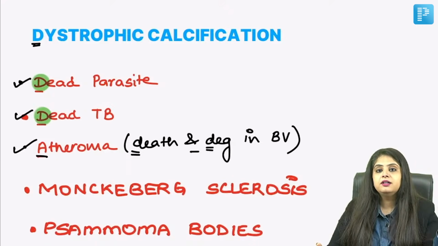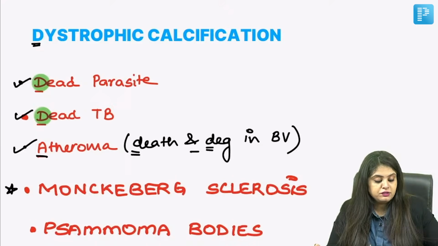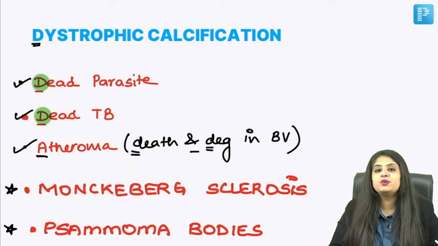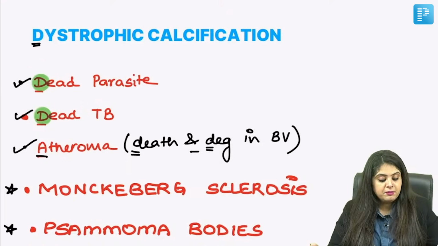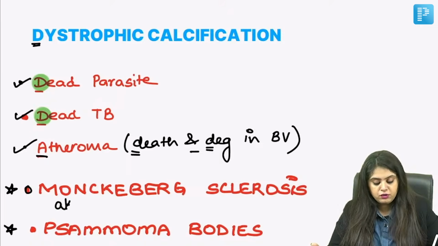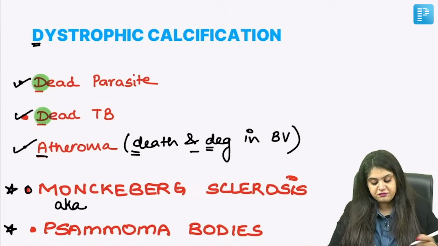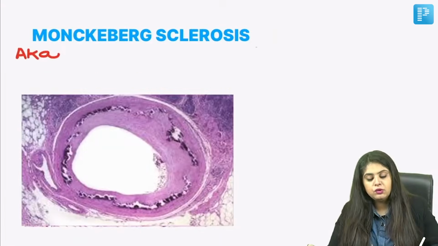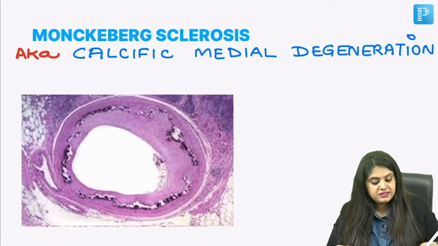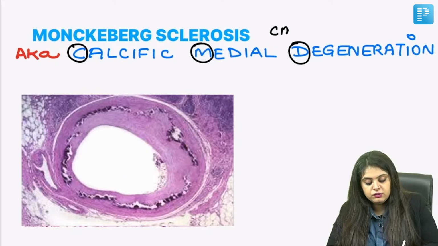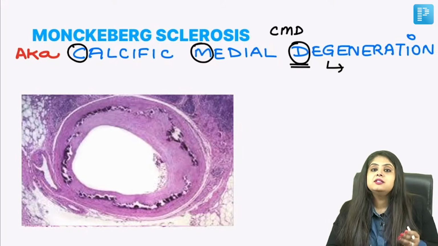Atherosclerosis, death, dystrophic. Where will you get stuck are these two things, because they don't have the name dead in it. Still, they show you dystrophic calcification. Number one, Monckeberg sclerosis. Do we all know what is the other name? Because the other name has the D in it. Then you will know it is dystrophic. Monckeberg sclerosis is also known as CMD, calcific medial degeneration. Break the word. Degeneration. Oh, now I know, ma'am. D for degeneration, D for dystrophic calcification.